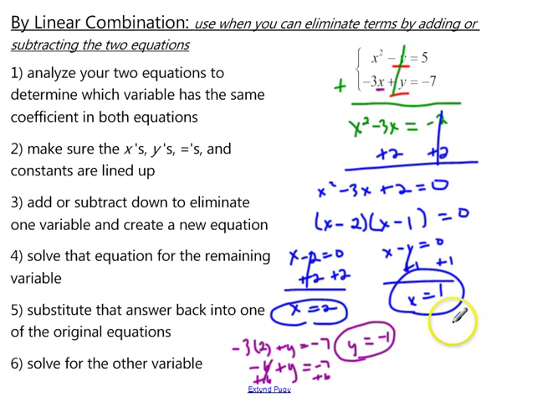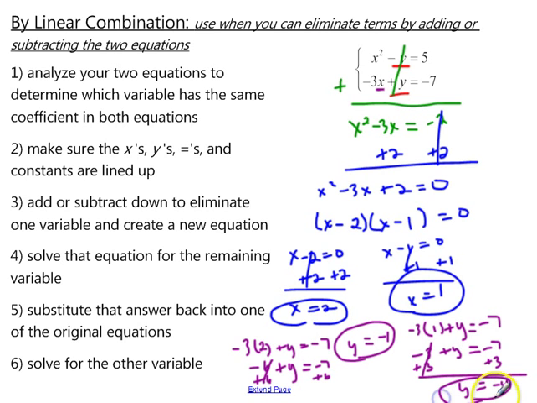For this one, when you take 1 and substitute it back in, we have negative 3 times 1 plus y equals negative 7. So we have negative 3 plus y equals negative 7. Add 3 to both sides, and then we get y is equal to negative 4. So our final answers, I'm going to write it over here where I have some space. We have 2 with negative 1, and then we have 1 with negative 4. So again, this system has 2 solutions.